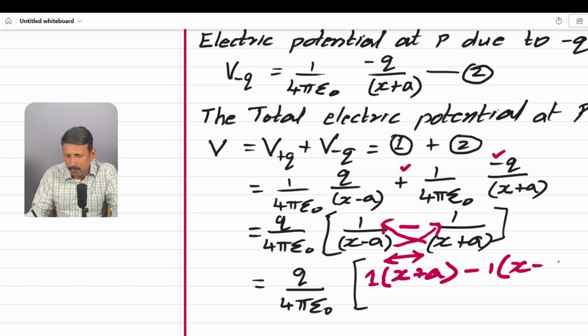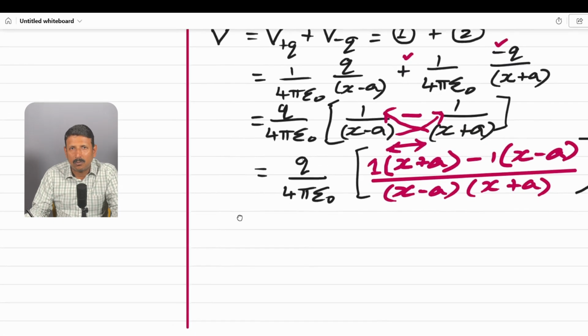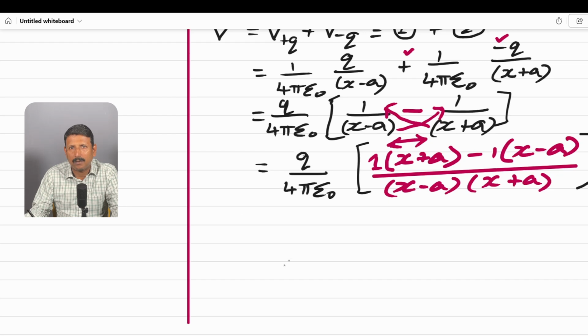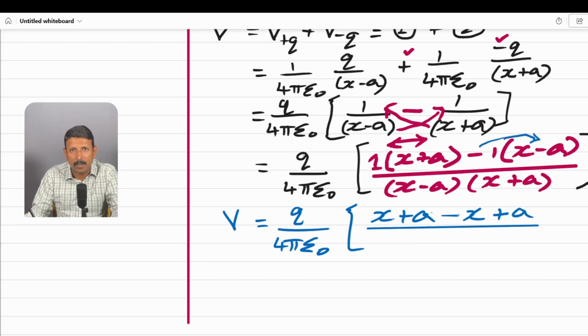So Q by 4 pi epsilon 0 inside the bracket. You know the method, right? Cross multiplying: 1 into this numerator into that denominator, that is x plus a, minus that numerator into the first denominator, divided by the denominators multiplied with each other, x minus a into x plus a. Now open the bracket and write V is equal to q divided by 4 pi epsilon 0 inside the bracket, 1 into x plus a, but without bracket now, okay.